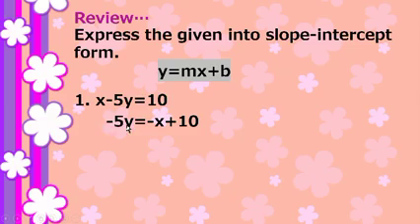So negative 5y divided by negative 5 is y. And negative 1 over 5 is negative 1 over 5x. Plus 10 divided by negative 5 is negative 2. So now, it is in the slope-intercept form. y equals mx plus b.